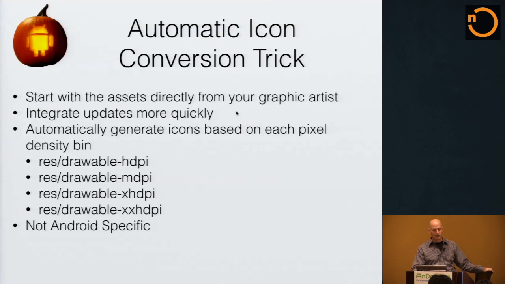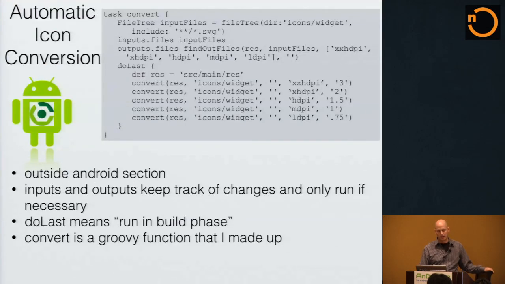What I ended up doing was just having them give me all the graphics in vector format, and we decided on SVG. Then I put that in an arbitrary directory. We called it icons, and then ran a script to convert them.